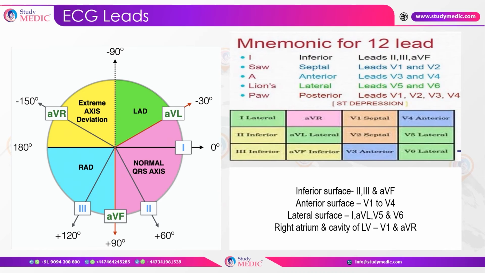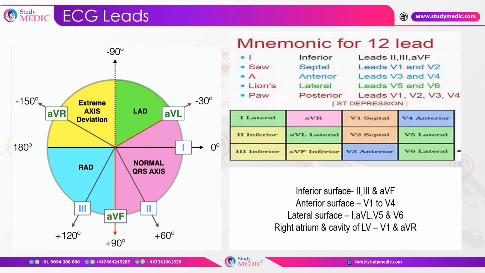Now in your exam you are commonly asked about which leads represent which part of the heart. There is a mnemonic for this, and the mnemonic is I saw a lion's paw. I stands for the inferior leads. Which are the inferior leads? They are 2, 3, aVF.